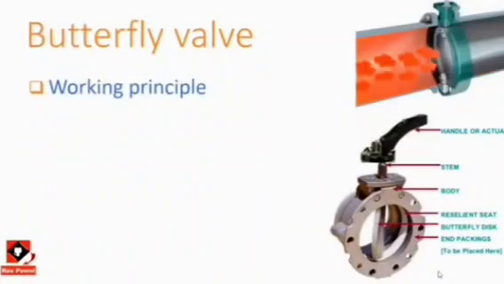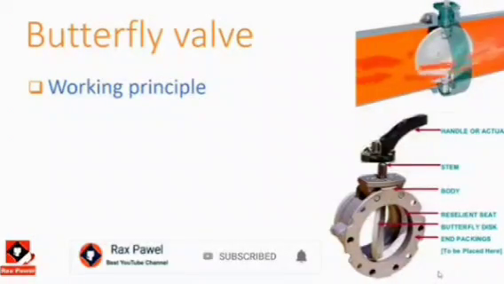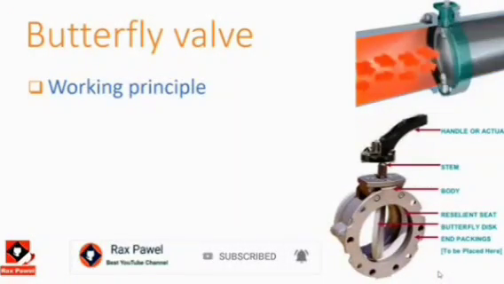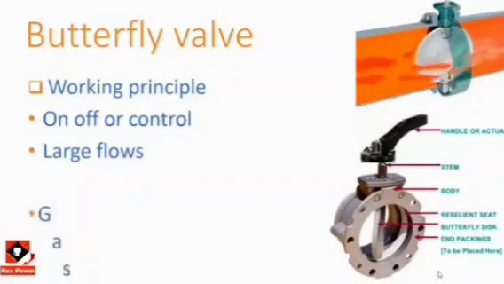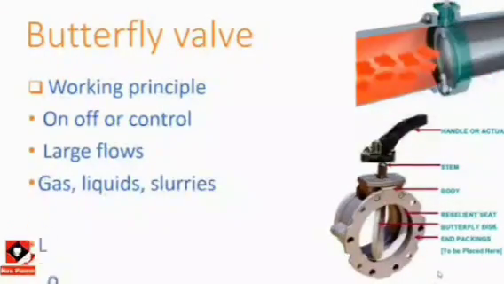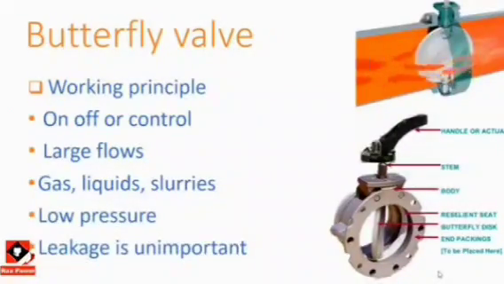Working principle of butterfly valve. This valve has a rotating disc in the pipe section body, where a stem passes through the disc and is supported by both ends of the body. This can be used for both on-off or control applications while handling large flows of gases or liquids including slurries. Butterfly valve is used for low pressure applications where leakage is unimportant.